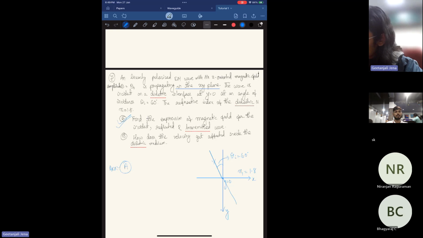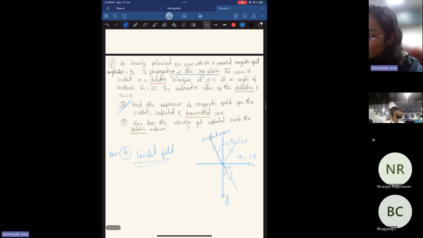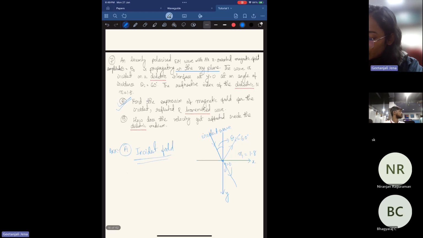So let us say this is the incident wave. This gets reflected here and this gets transmitted here. So let us see what is the incident wave expression, incident field. For this, what you need? You need Ki dot R, right? So Ki, what is the expression for Ki? If you see, this is the Ki direction.